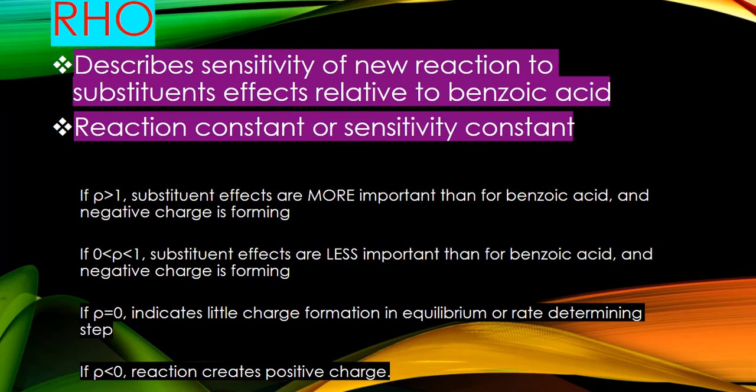Of course, the rho describes the sensitivity of the new reaction to substituent effects relative to the influence of the substituents on the ionization of the benzoic acid. It's also called the reaction constant or the sensitivity constant for each new reaction under study. The values of the rho lead to the associated conclusion.